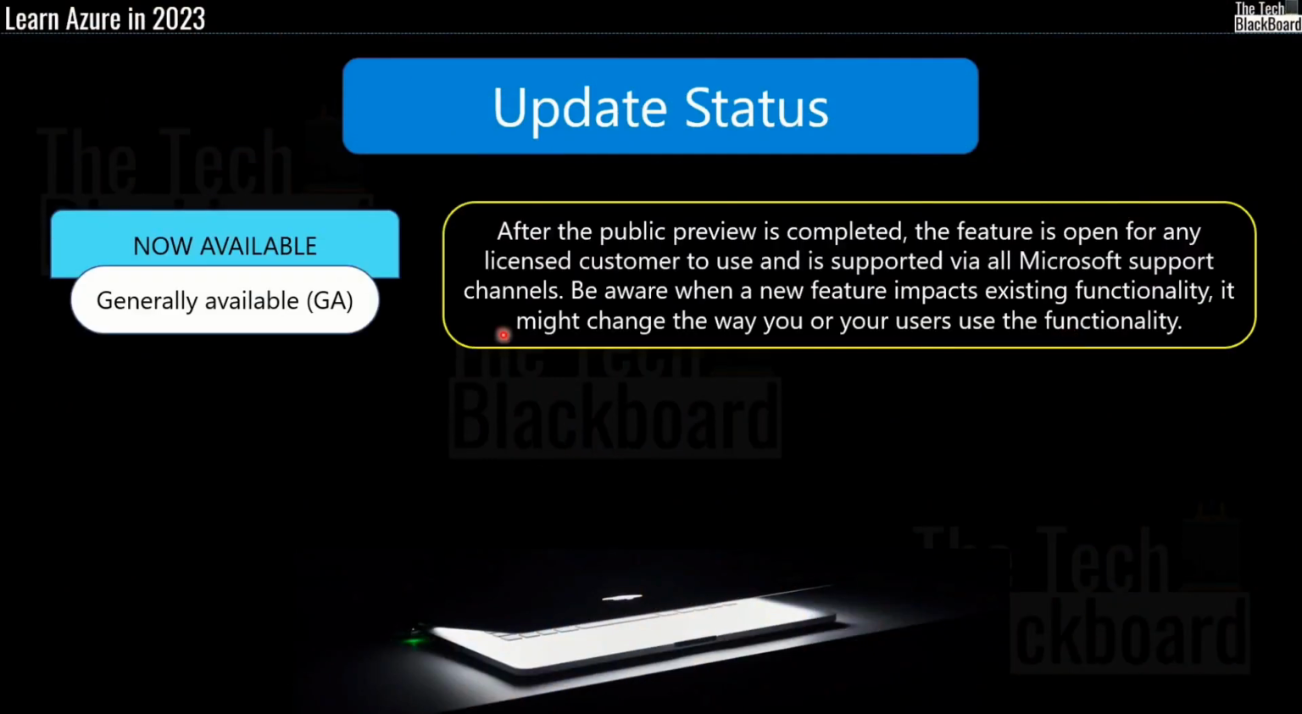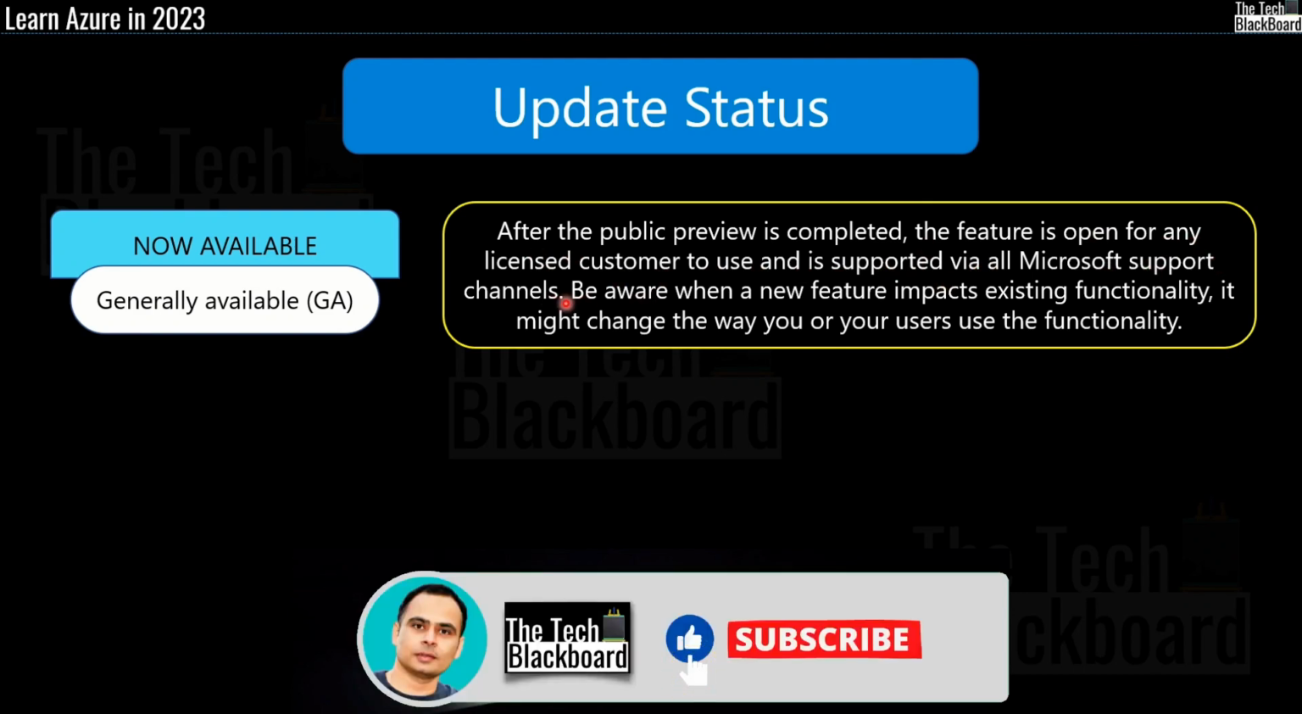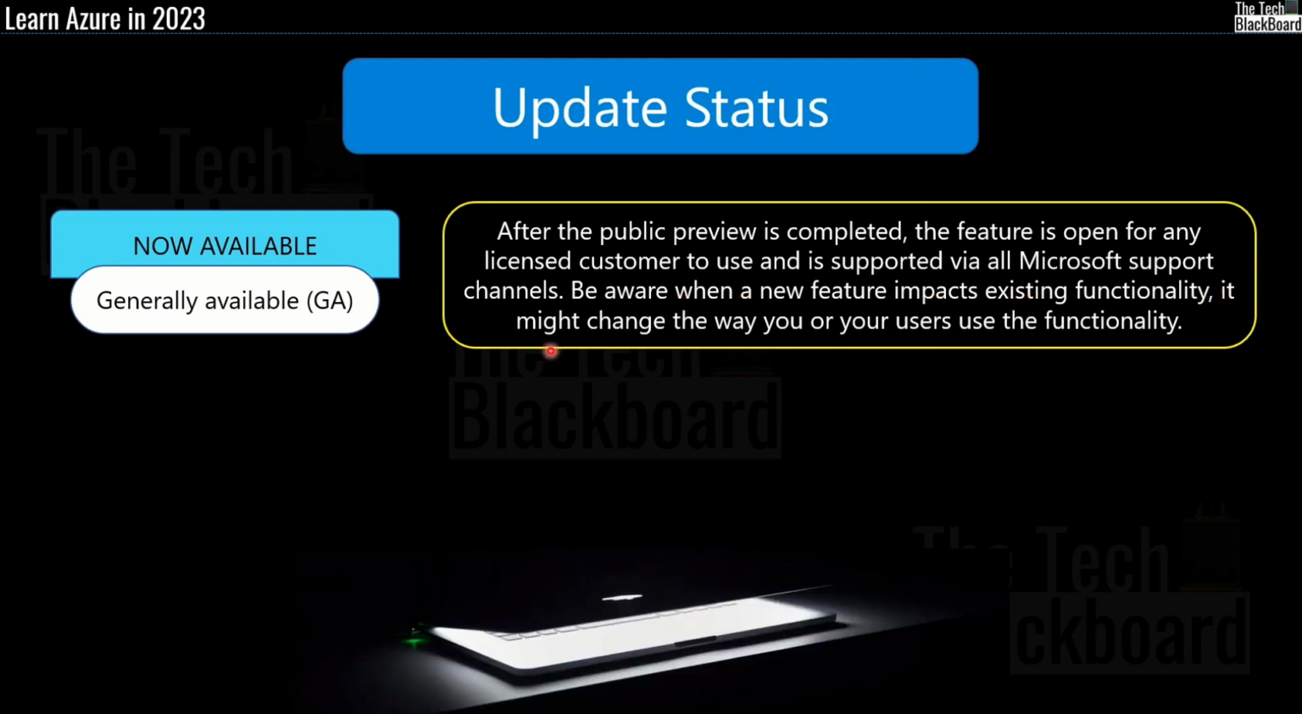Coming up next is Now Available, or Generally Available. This one says that after the public preview is completed, the feature is now open for any licensed customer to use and is supported via all Microsoft support channels. And here comes a quick warning from Microsoft: please be aware that when a new feature impacts existing functionality, it might change the way you or your users use that functionality.